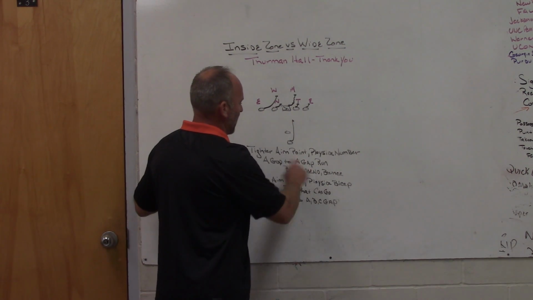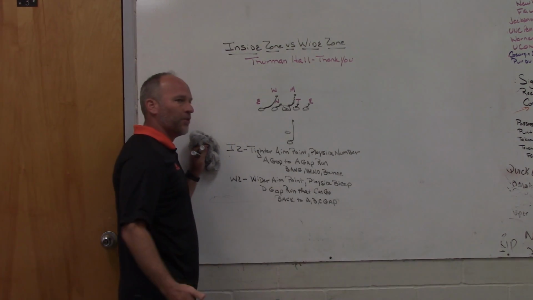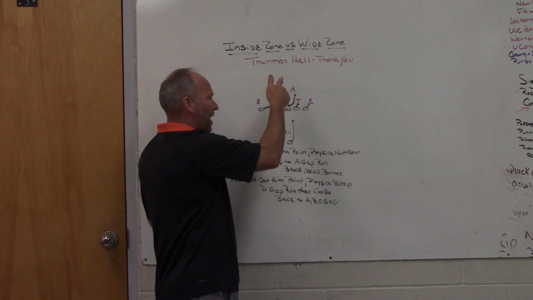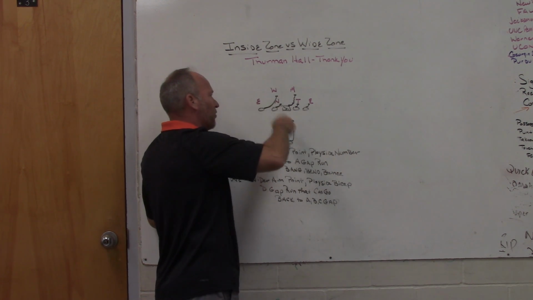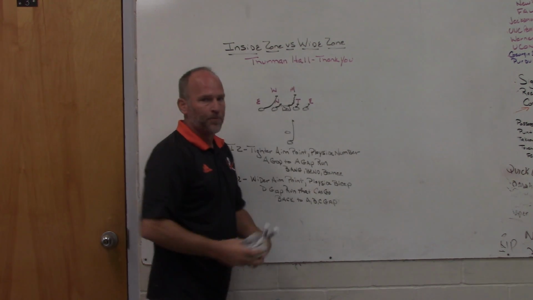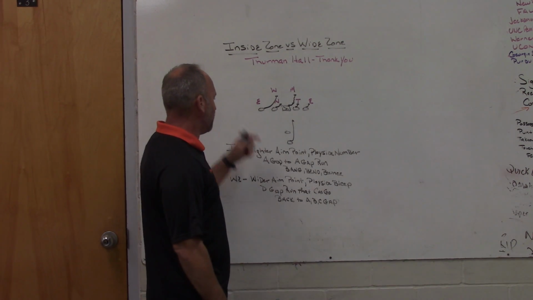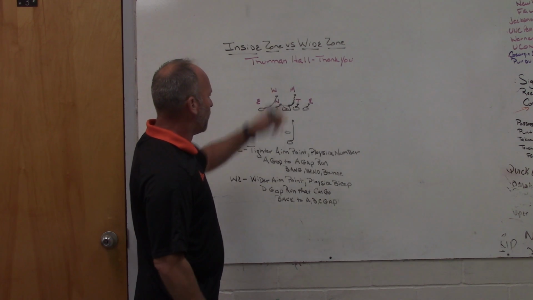We like to consider it an A-gap to A-gap run. Normally you'll hear the terminology bang, bend, bounce, so the back has a chance to bang it. He's got a chance to bend it back, or he's got a chance to maybe bounce it front side. So you'll hear the terminology bang, bend, bounce. It's an A-gap to A-gap run with a tighter aiming point for your offensive lineman.